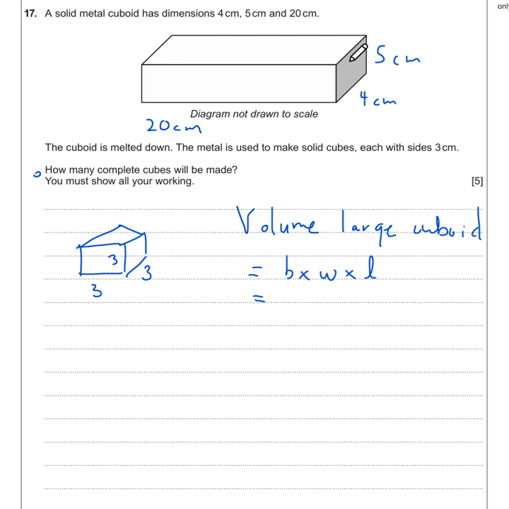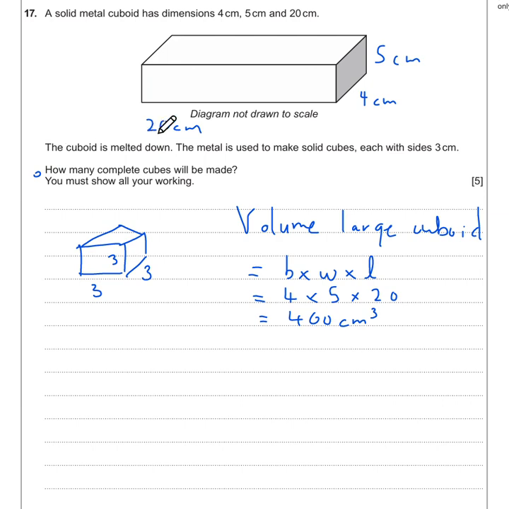In general, for any prism, what we're doing is we're working out the area of the face, and then we're timesing it by the length. So 4 times 5 times 20. And this is going to give us 400. My units are going to be centimeters cubed because it's a volume. Okay, so I know how much I'm melting down. So let's just read through the question one more time.